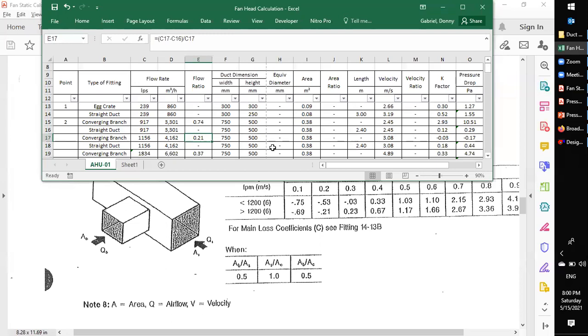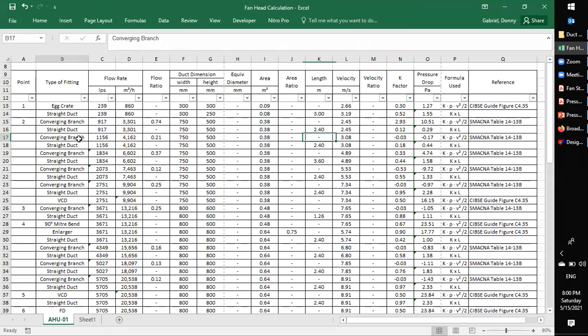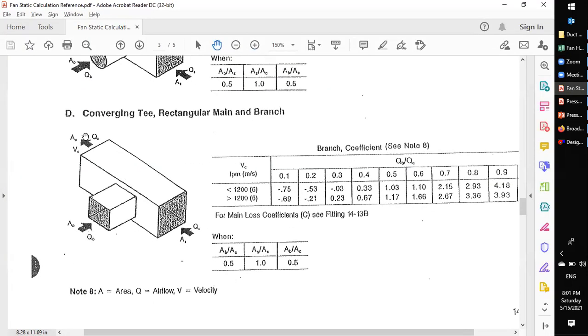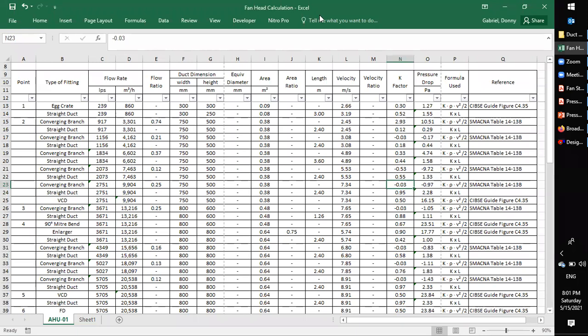So you could see our converging branch has negative values, which means the system itself is helping to reduce the pressure drop. But it only happens on exhaust and return ducting, not on the supply. Return and exhaust ducting only. Okay. Any more questions?